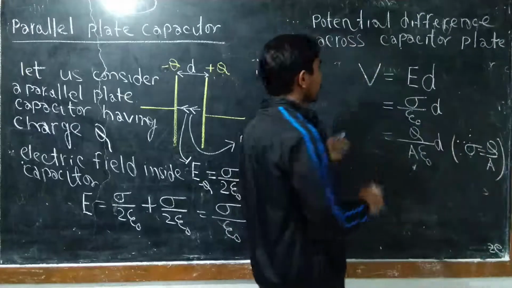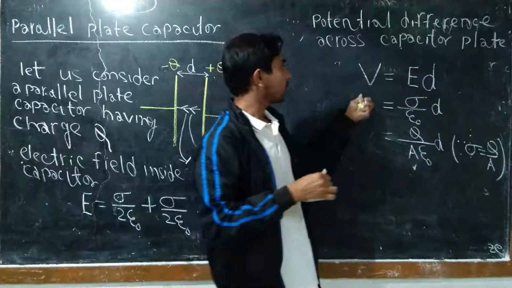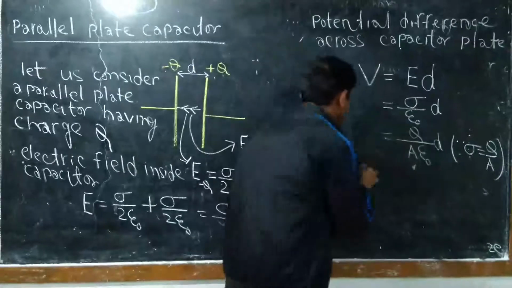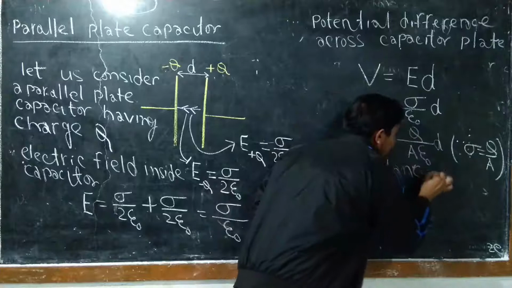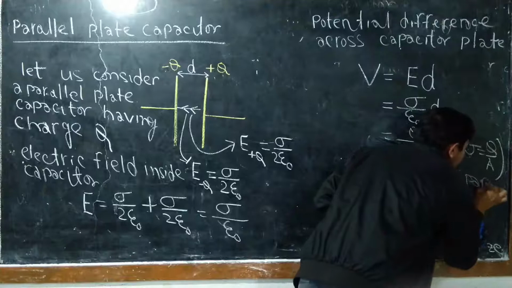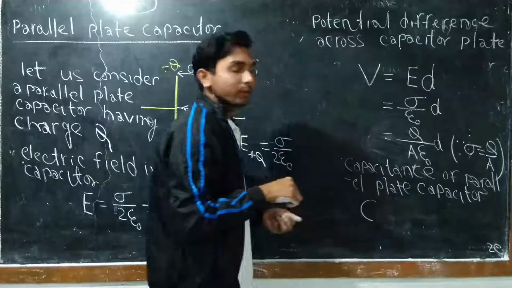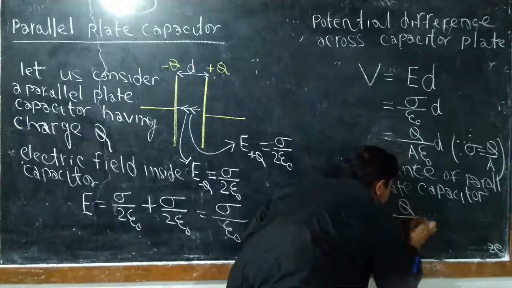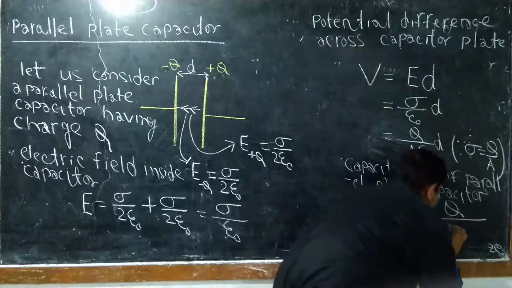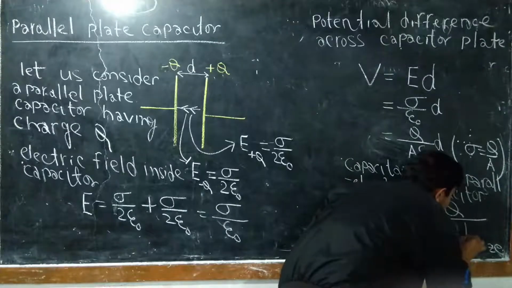And now, potential is known, so now we are able to calculate capacitance, because potential is known and charge is known. So next we can write the capacitance of the parallel plate capacitor C, and this C is equal to Q by V, right? And Q is how much? Q. And V is how much? This much: Q by A epsilon 0 into d.